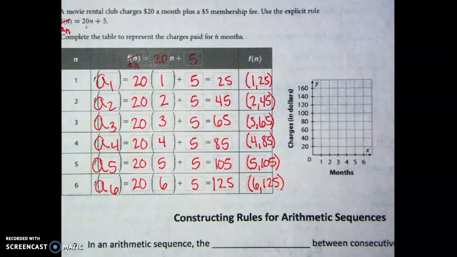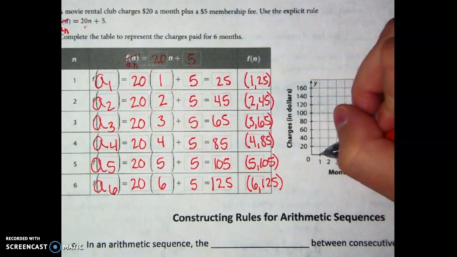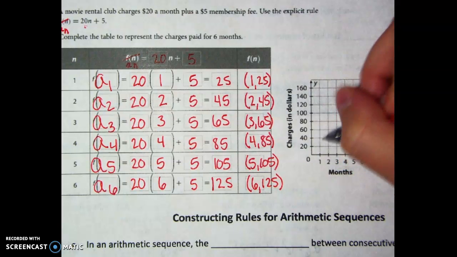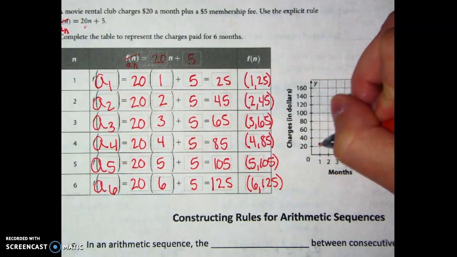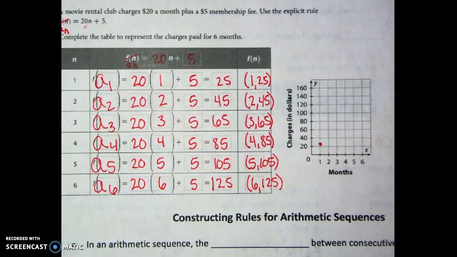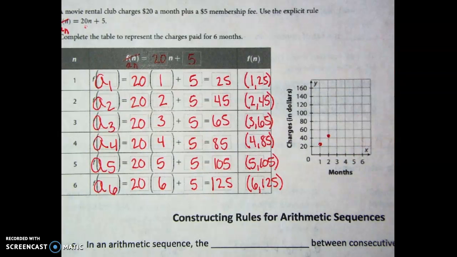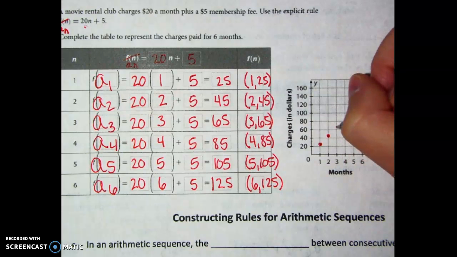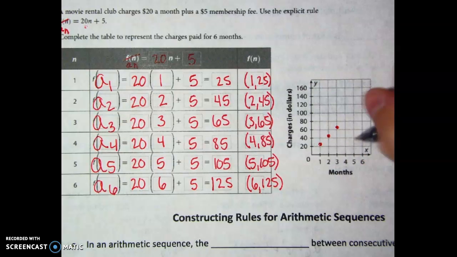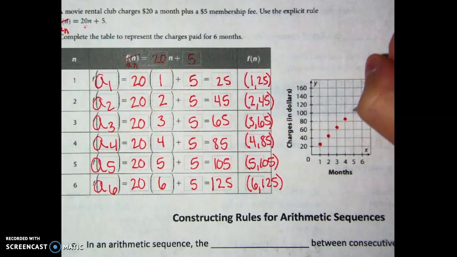But now we're going to graph those points. So 25 is about there. And then 45, 65, 85, 5, 105, and 6, 125.